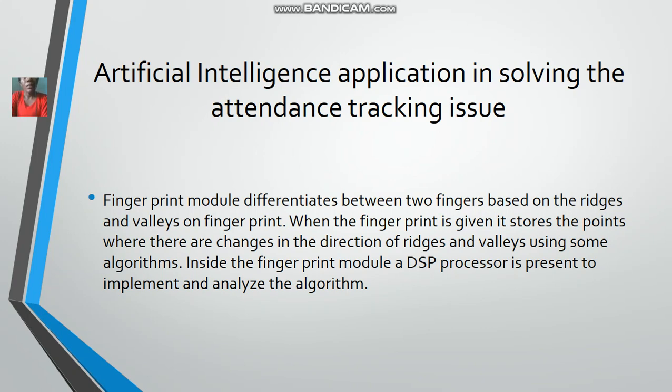So how will AI be applied to solving the attendance tracking issue? The fingerprint module will differentiate between the finger ridges of different fingerprints, and it will have an algorithm that it will analyze using the processor in it to see what is the difference. Is there any impersonation? Are there any similarities or differences?